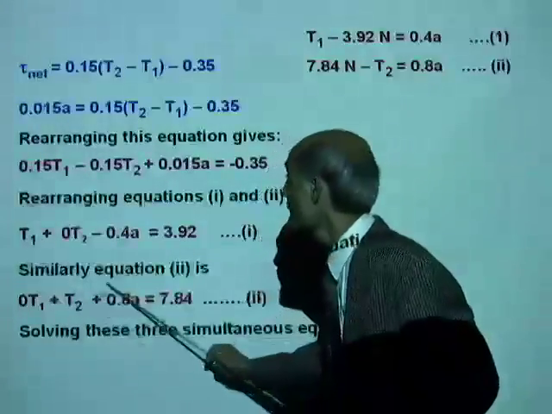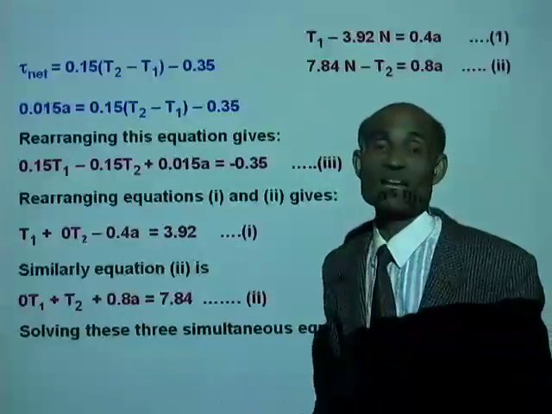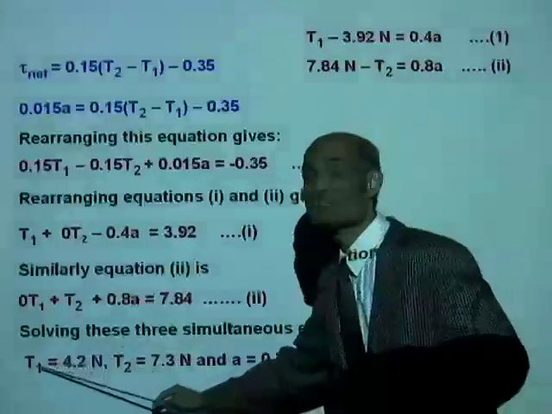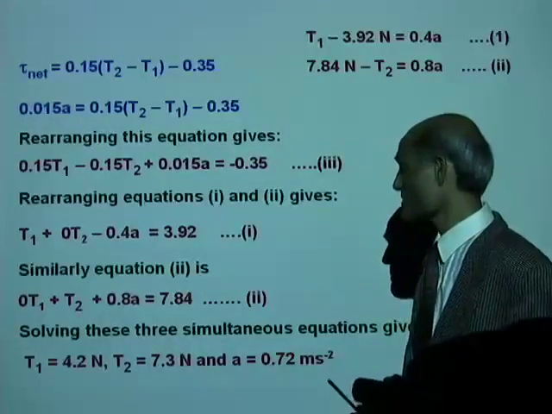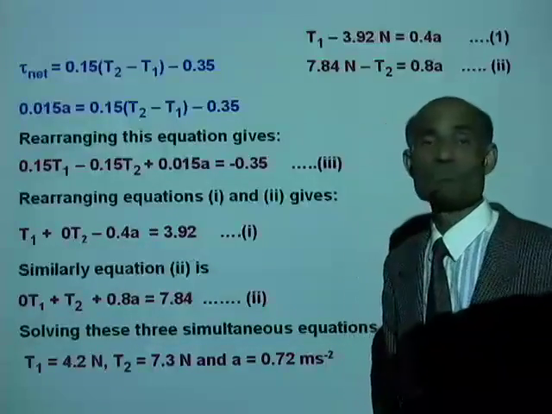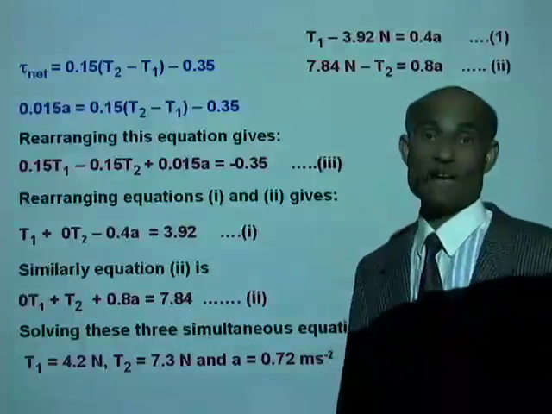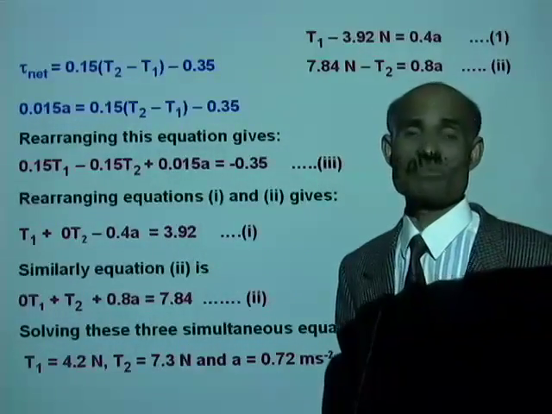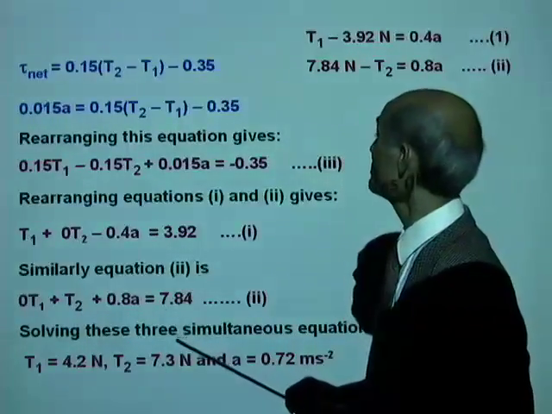So you make a matrix A, and the matrix B will contain these constant numbers, and A inverse multiplied by B will give you these values. T1 equal to 4.2 Newton, T2 equal to 7.3 Newton, and A equal to 0.72 meter per second squared. A very important type of problem, and I'm sure you have followed the basic logic for solving this problem. Alright, try this on your own, and that will be a very good practice for you.